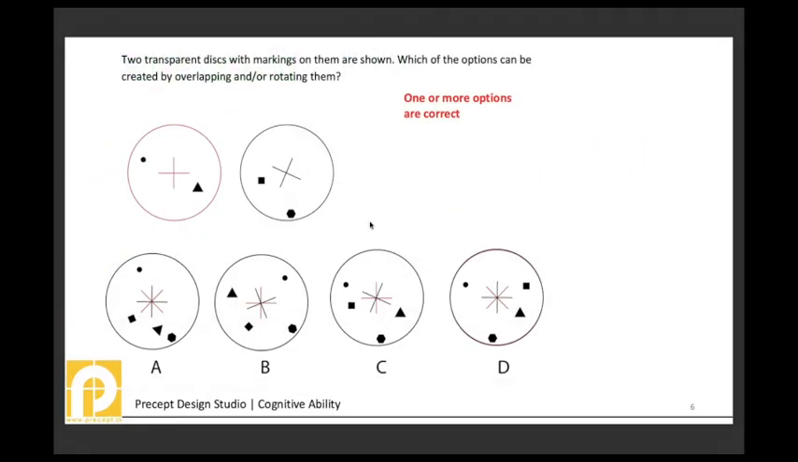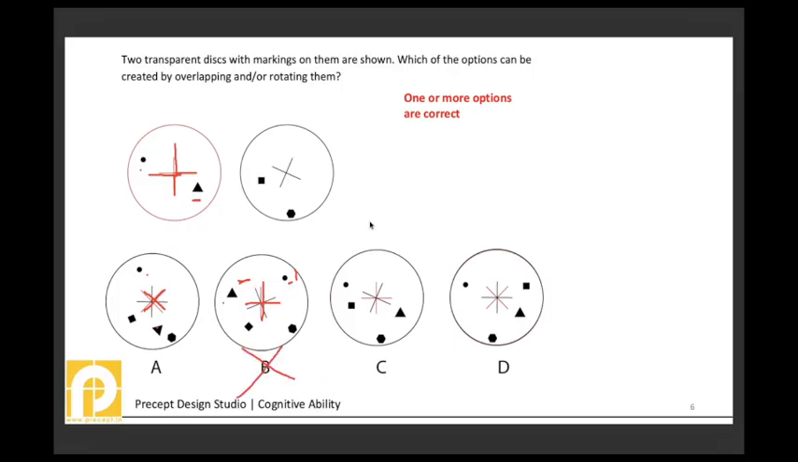Two transparent discs with markings on them are shown here. Which of the options can be created by overlapping or rotating them? Let's start with the red circle which is given, which has this quadrant and then another quadrant here. One has a triangle and one is a circle. So red and then the triangle and the circle orientation. In A, with reference to the red colored one, triangle and circle are fine. With reference to B, the triangle and circle are in adjacent quadrants, so that is wrong.